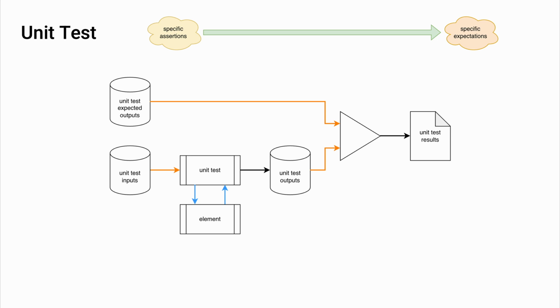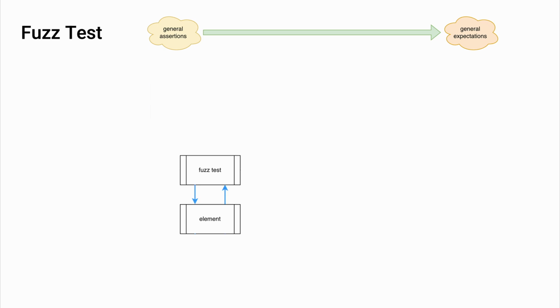Let's look at how we're going to modify this approach to create a fuzz test. Unlike the unit test, where we have specific assertions and expectations, with fuzz tests we have general assertions and general expectations where we're going from one to the other. The workflow for this is similar to that of unit testing. We have the element, the fuzz test interfacing with the element, and fuzz test inputs.